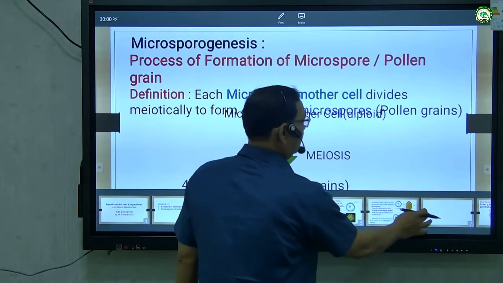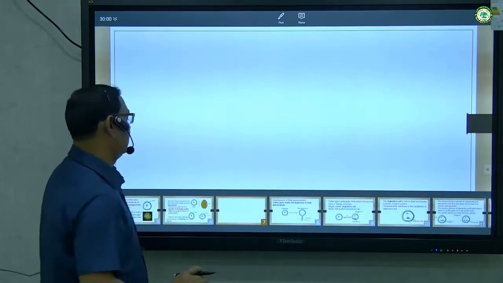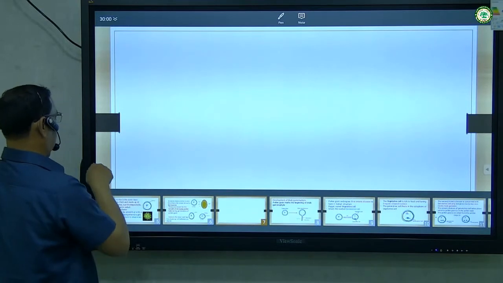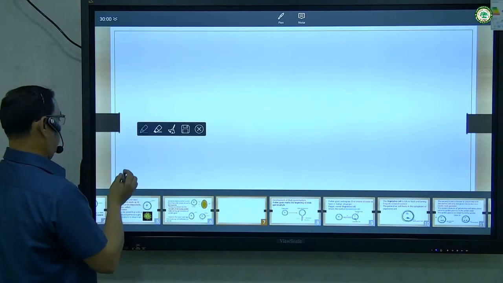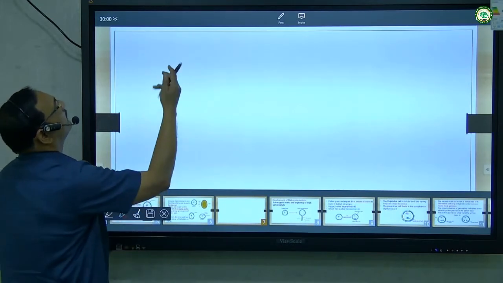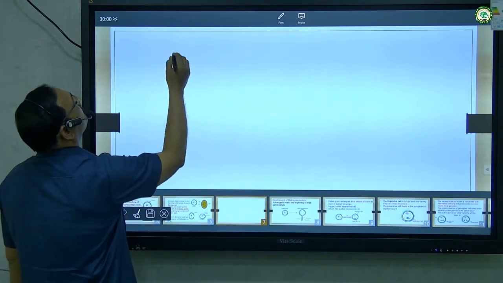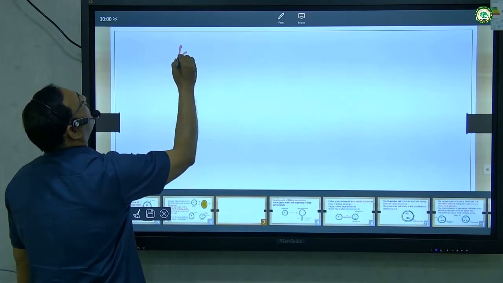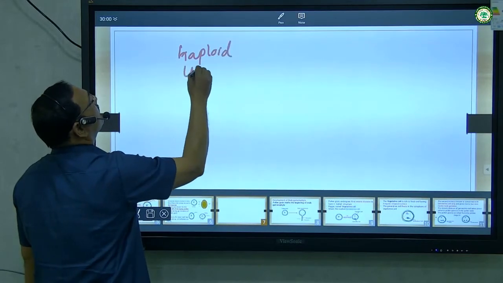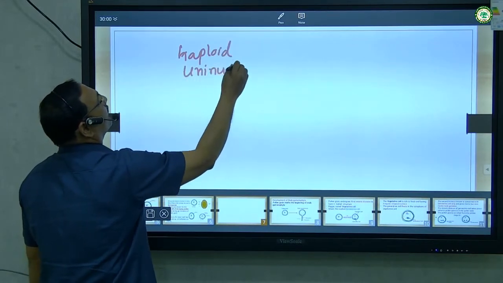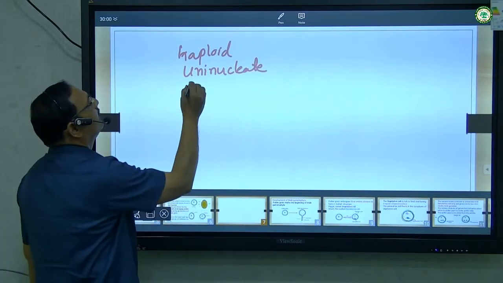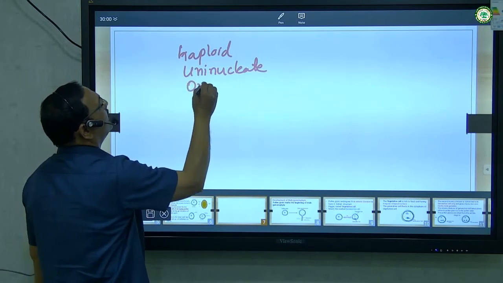So what we have studied so far: firstly, we have seen the structure of the pollen grain. We will briefly revise this. How is the pollen grain? Pollen grain is haploid in nature. Then pollen grain is uninucleate. Then it is one cell, so one cell nature.